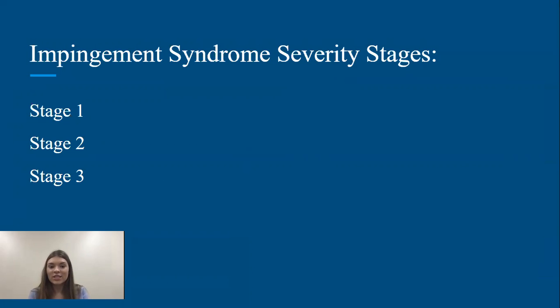In the first stage, stage one, impingement results from edema, hemorrhage, or both. This is often seen with overuse. Stage two is characterized by greater fibrosis and irreversible tendon changes. Stage three is associated with a rupture or tear of the tendon that may result from long-standing fibrosis.